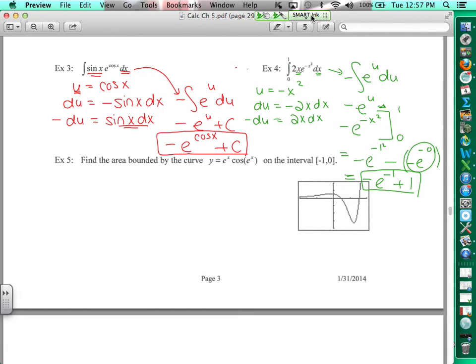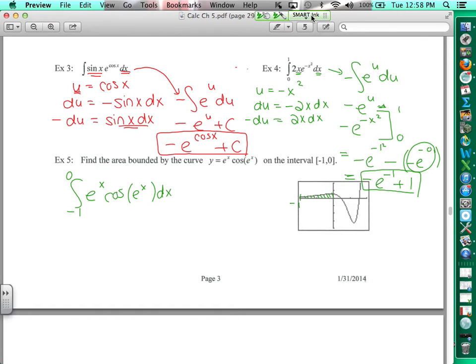All right, and then finally the last one is just a fancy way of saying find the area under the curve from negative 1 to 0. So I'm looking for this area right here. If I integrate from negative 1 to 0 and my curve was e to the x, cosine of e to the x, and I'm integrating with respect to x.